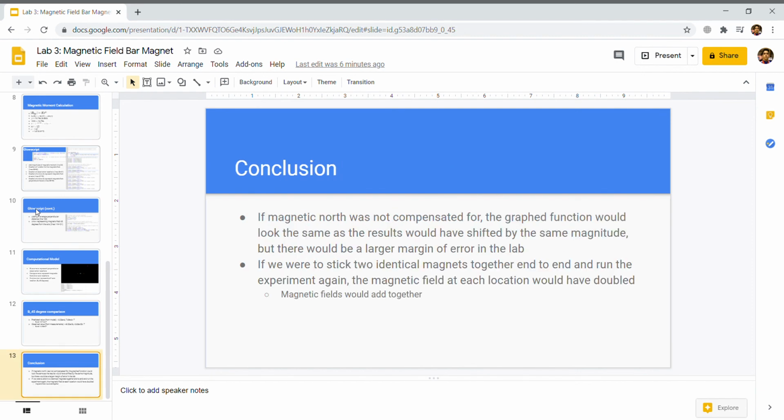In conclusions, if the magnetic north was not compensated for, the graph function would still look the same because the results would have shifted by the same magnitude, but there would be an even larger margin of error in the lab, an even bigger discrepancy. And finally, if we were to stick two identical magnets together end to end and run the experiment again, the magnetic field at each location would have doubled. The magnetic fields would not cancel out, they would add together.